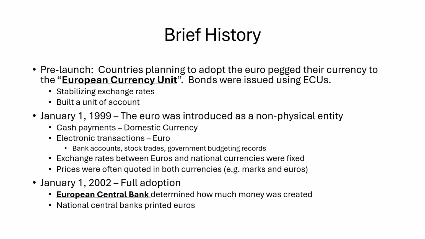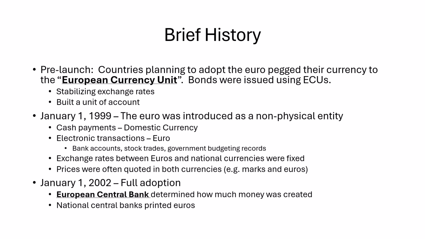The second major step occurred on January 1st of 1999, when the euro was introduced as a non-physical entity. So there were no cash euros or coin euros, but digitally, transactions became expressed in euros. What that means is if you set up a checking account at a bank, you would have your currency valuations expressed both as euro amounts and in your domestic currency. For example, if you're in Germany and you open a checking account, you might have 1,000 German marks or 800 euros, and both of those values would be expressed to you.